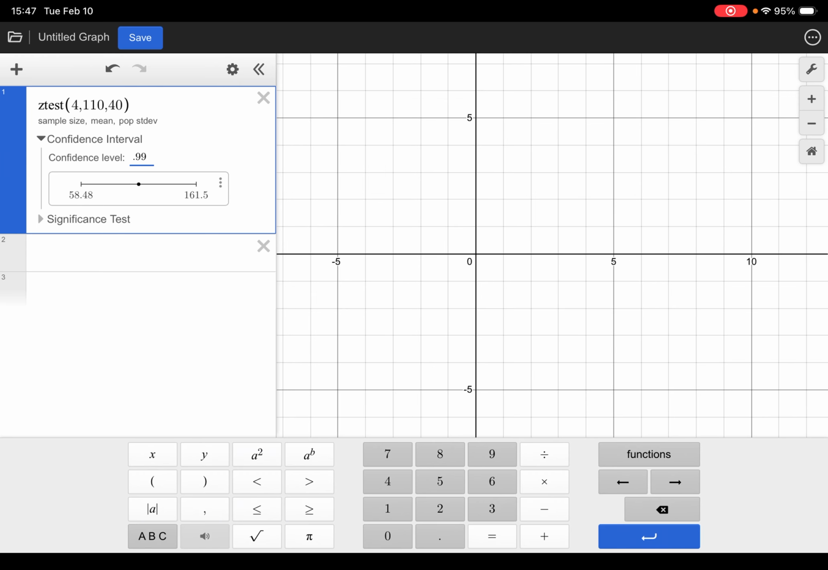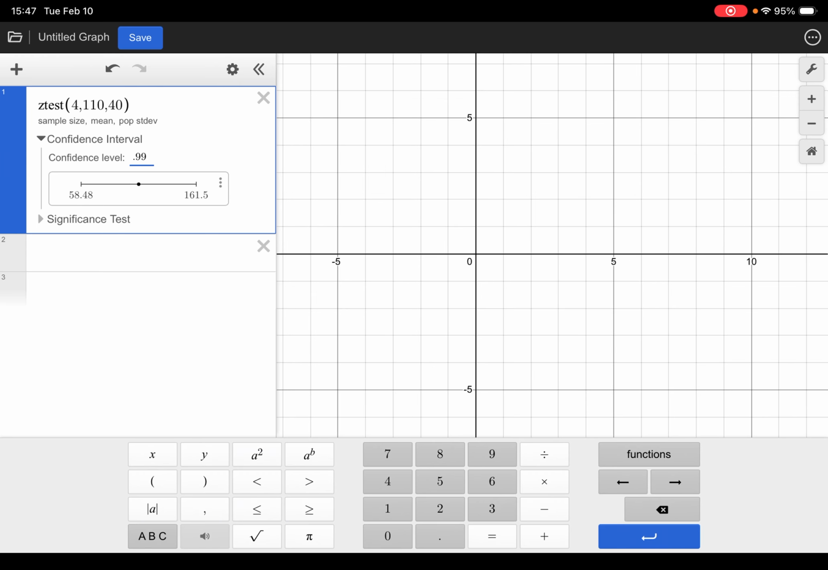And as our degrees of freedom increase, so notice how this degrees of freedom is 20. If we actually trace this one, you'll notice that it's getting closer to the tails of the normal standard distribution, and the center is almost the same.